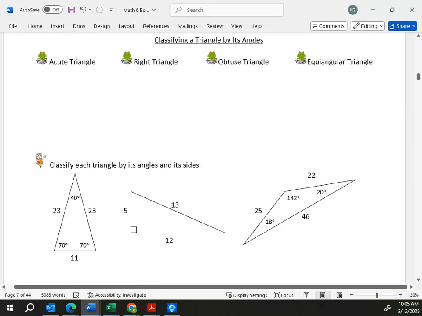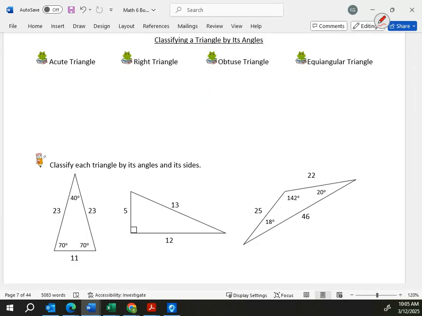Classifying triangles by its angles, there are four of them. Our first one is an acute triangle. Where have we heard that before? Aiden? Yeah, one of our last objectives, we were talking about acute angles. Now we have acute triangle. So we know it's going to be talking about the angles of the triangle. What do you think an acute triangle means? Lila?